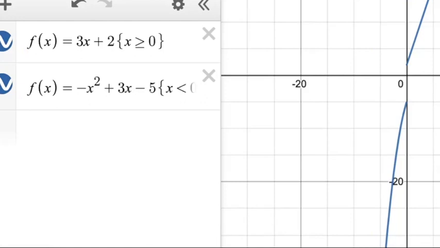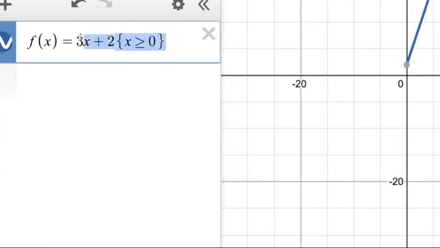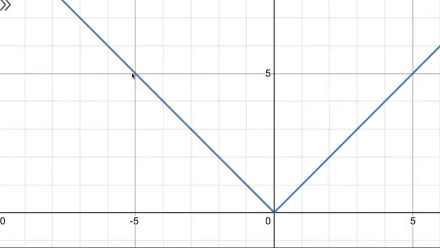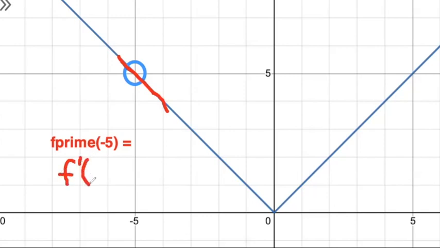And probably an even more basic example of that is what if we looked at something like f of x equals absolute value of x. What's f prime of -5? It's not one. You can see, for instance, that the derivative has to be negative because the function is decreasing at -5. So we can say just from looking at it that f prime of -5 has to be negative.